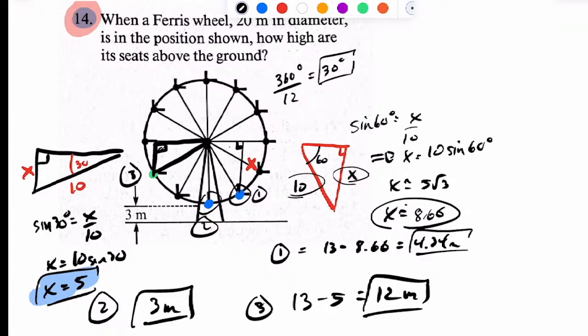All right. There's a Ferris wheel question. Any other problems I can go through that people need?